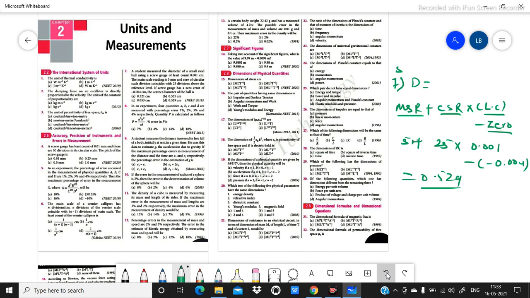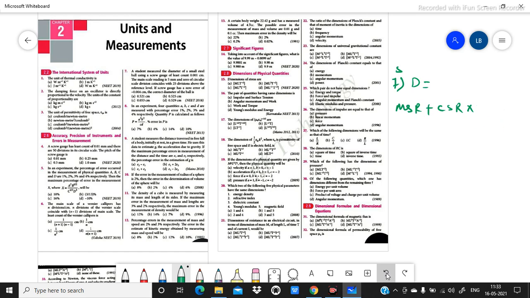So number 8 is again the same. It is asked that in an experiment, if the errors in A, B, C, D are given, find out the error in A cube B square upon C D. I had said earlier, just multiply the power with errors. So here I have to multiply the power with error. So what is the power? For A it is 1. Sorry, percentage error is 1. For B it is 2. For C it is 3. And for D it is 4.